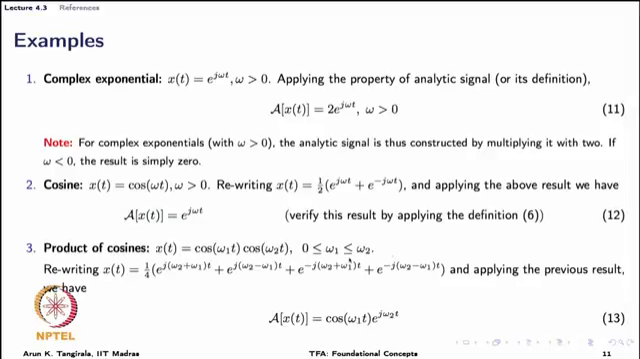Something that you should observe, which is a very important point here, the analytic representation of the signal here is cosine omega 1 t times e to the j omega 2 t. Now, that is very interesting. So, I begin with a product of cosines, where omega 1 is less than omega 2.